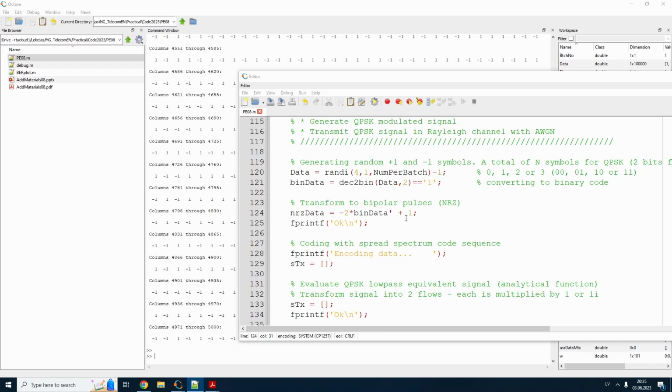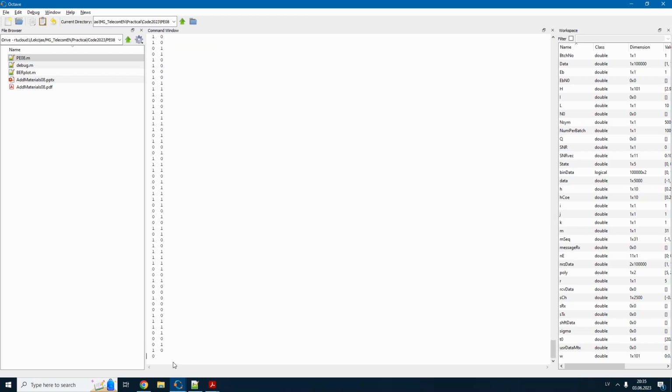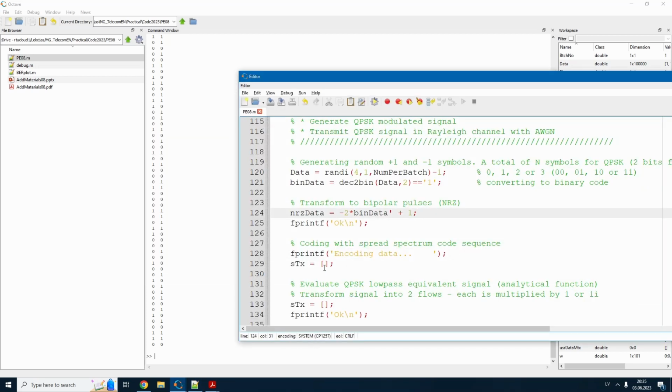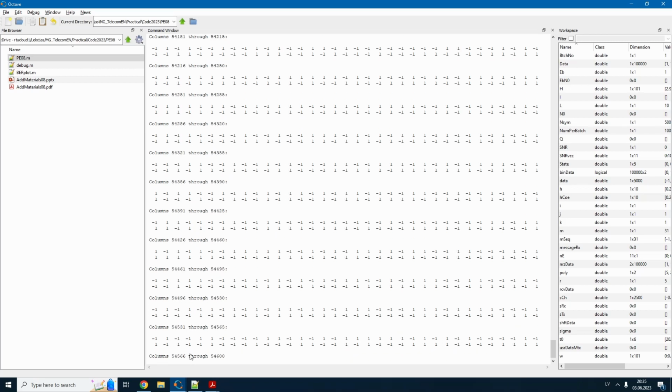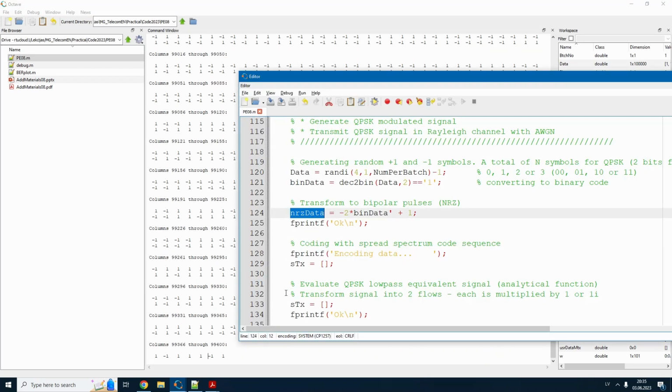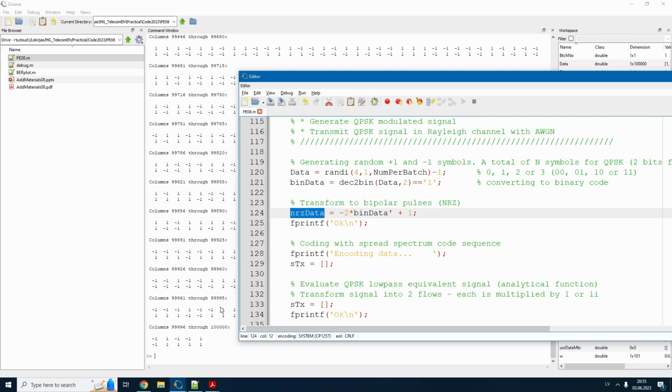But I believe we are interested in bin data. So bin data is actually two columns. And after we do this, the NRZ data is two rows of plus ones and minus ones. Now what we want to do is to make them into one single row. For this reason I use this transpose to convert the columns into rows, so that now the data is in one row.